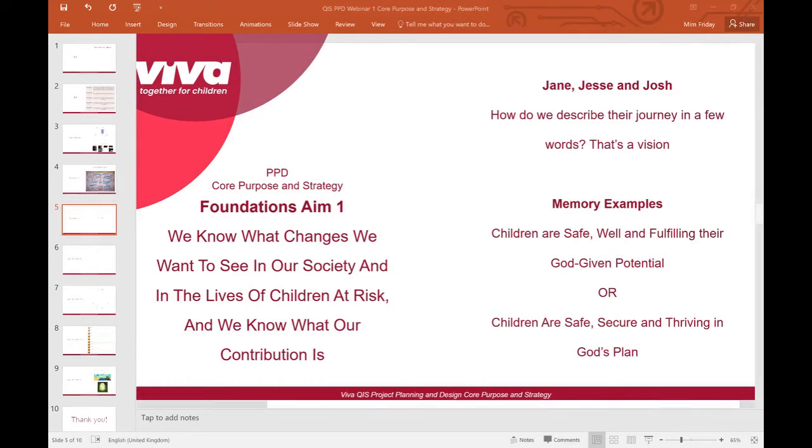So here's the little test. I'm going to stop sharing. If you're from Crane, you can't tell me the vision that's already there. I want you to read the bottom one, and I'm going to stop sharing so you can't see it. How memorable is this? Children are safe, secure, and thriving in God's plan. Or you can open your mic and share with us another vision statement that you know. You can say it off the top of your head, because that's the test of whether it's a good one or not. While you're thinking, let me share another one.